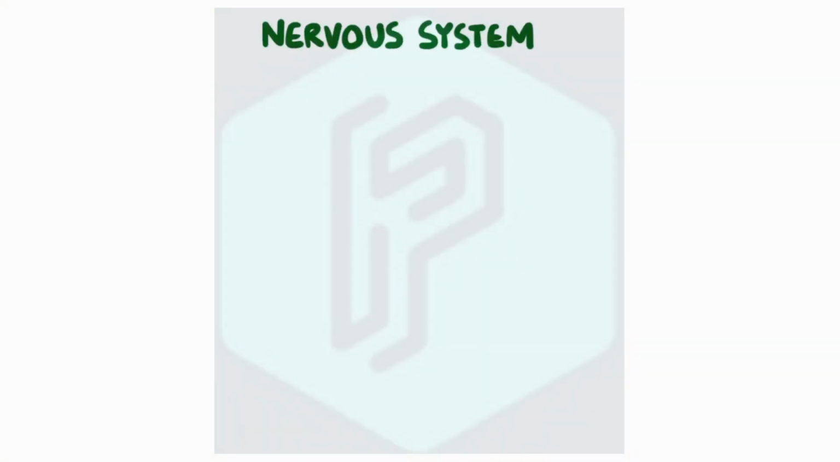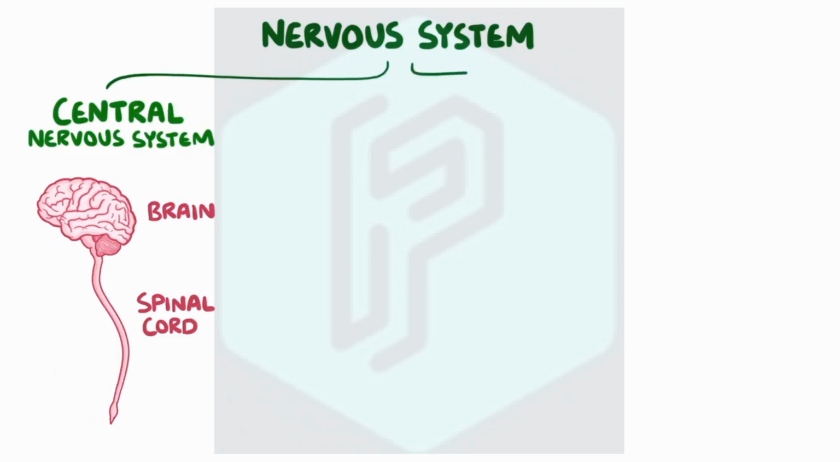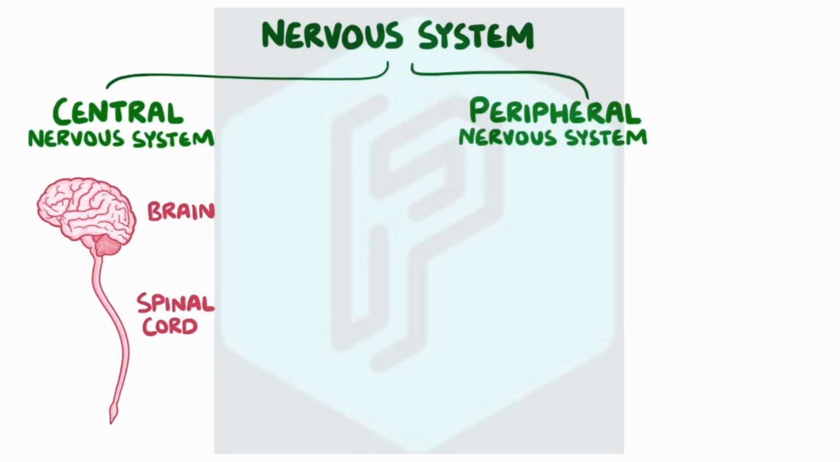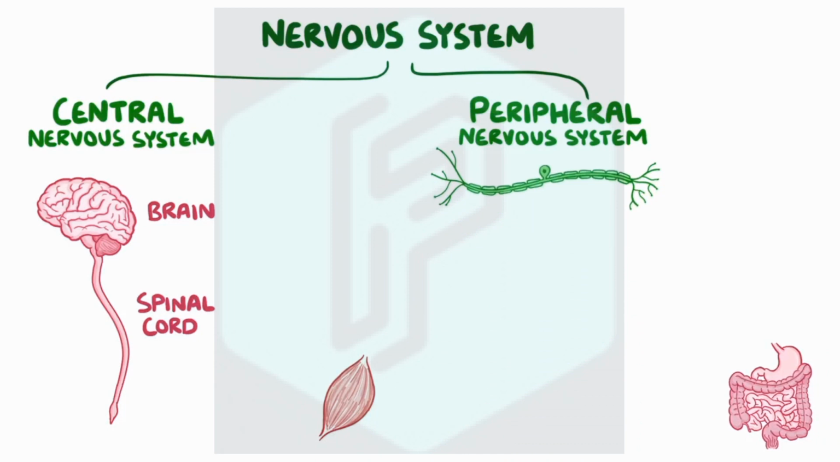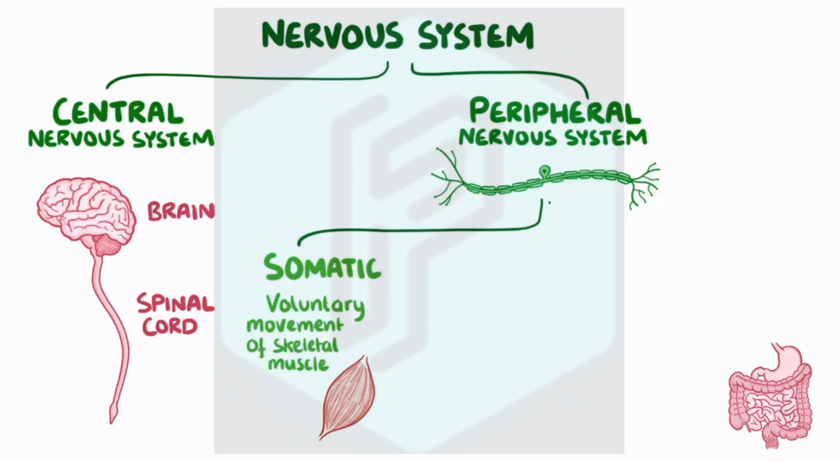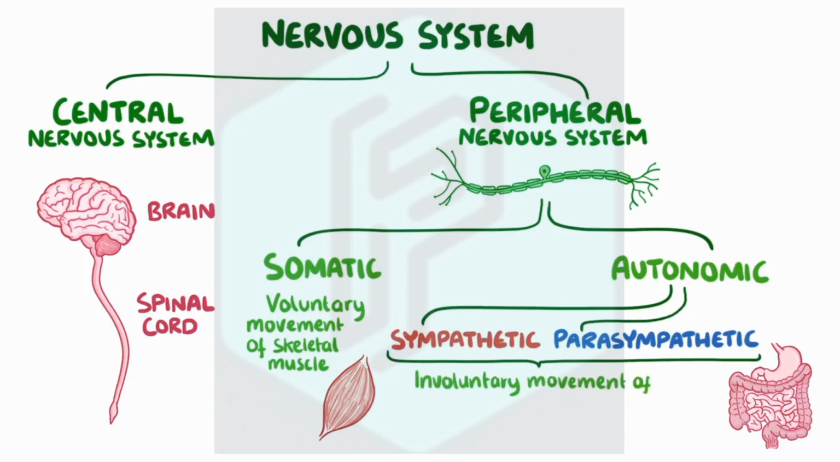The nervous system is divided into the central nervous system, so the brain and spinal cord, and the peripheral nervous system, which includes all the nerves that connect the central nervous system to the muscles and organs. The peripheral nervous system can be divided into the somatic nervous system, which controls voluntary movement of our skeletal muscles, and the autonomic nervous system, which is then further divided into the sympathetic and the parasympathetic, and controls the involuntary movement of the smooth muscles and the glands of our organs.